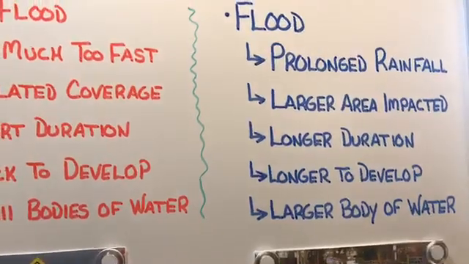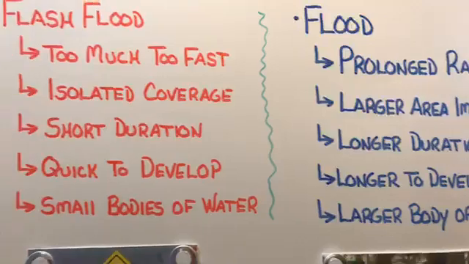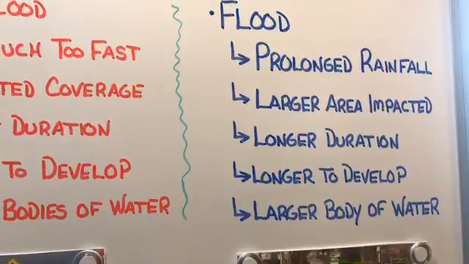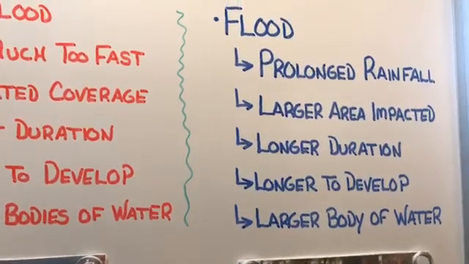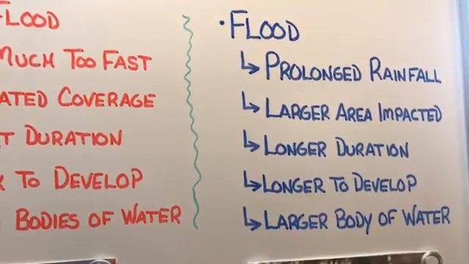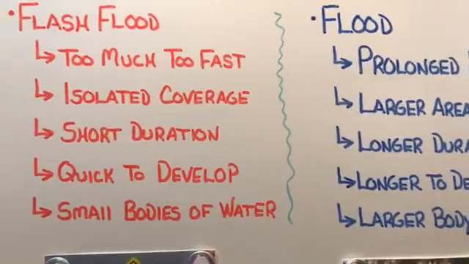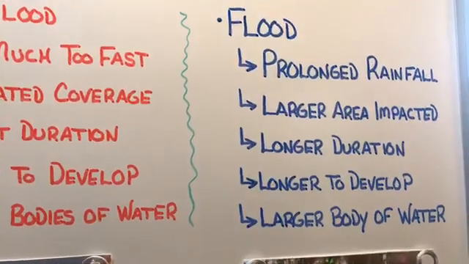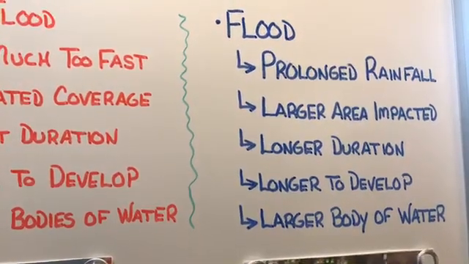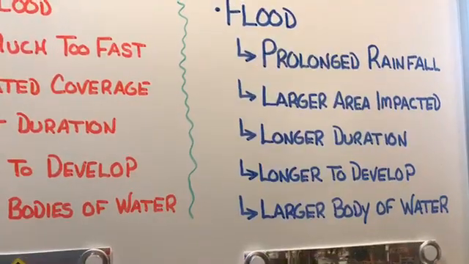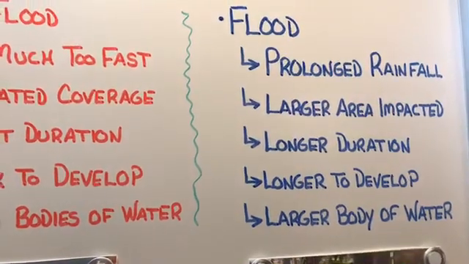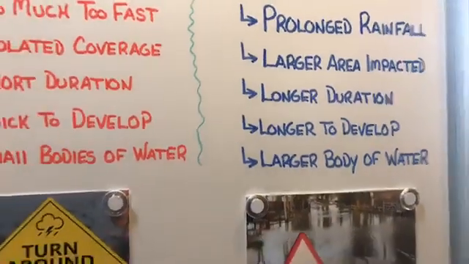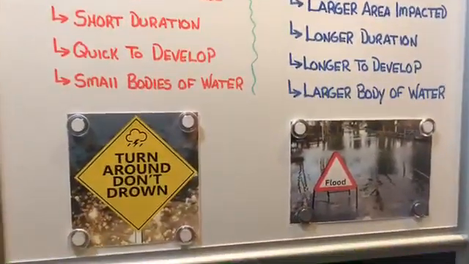They're a longer duration event, whereas flash floods maybe last an hour or two at most. Floods can last for days. They take longer to develop. You don't see the quick developing flash floods. Actual floods can take hours or days to develop as the water runs off into larger bodies of water. Floods typically impact larger bodies of water. Flash floods are the smaller bodies of water. So that is the difference between a flood and a flash flood.